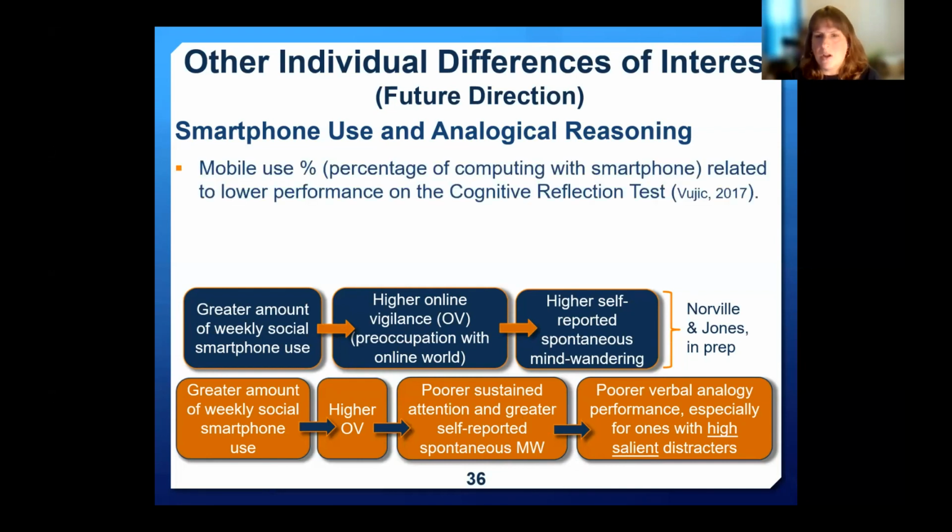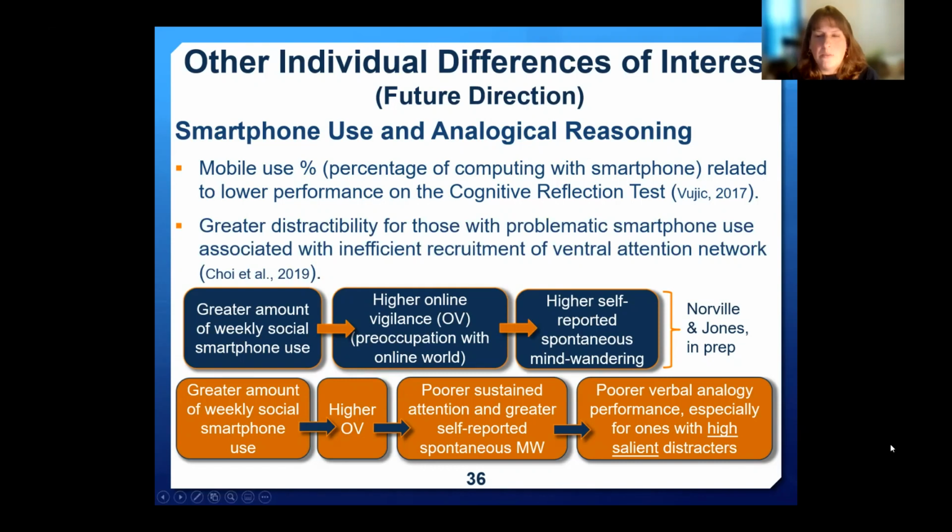And some recent literature supporting those hypotheses is from one study where they looked at mobile use percentage, which was the percentage of your computing hours done using your smartphone, and it was related to lower performance on the cognitive reflection test. This test is looking at logical reasoning, where you have an obvious incorrect answer, and then the correct answer is not as obvious. So it has a similar structure to these analogies with high salient distractors, in which the correct answer is less salient.